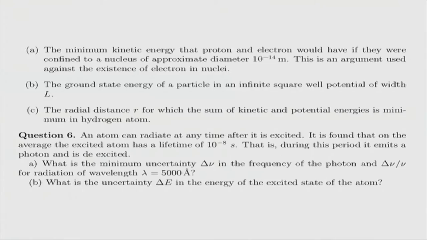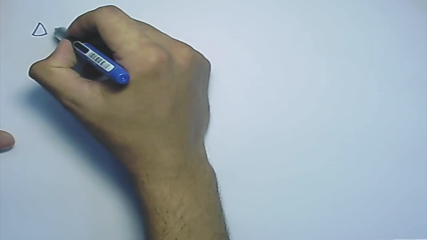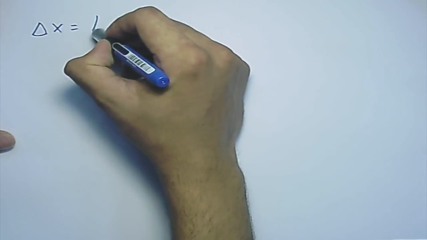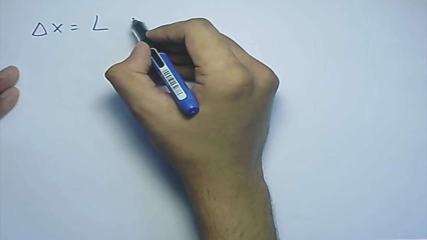So moving on, there are two other parts to this problem. The next part is pretty simple. It just says that in a square well potential, we have to find the ground state energy of a particle in an infinite square well potential. Again, this is an approximate problem. We are not dealing with exact values. The delta x over here, for an infinite potential, can simply be taken as the length of the potential itself.